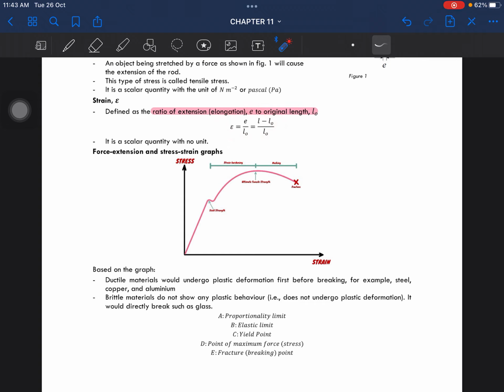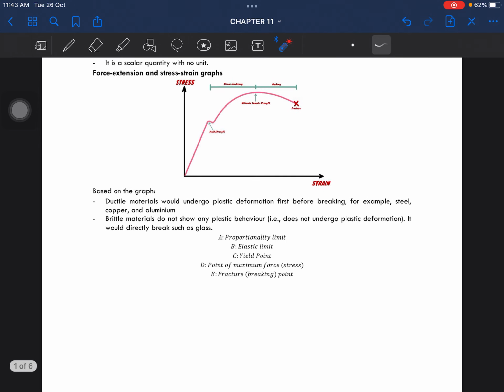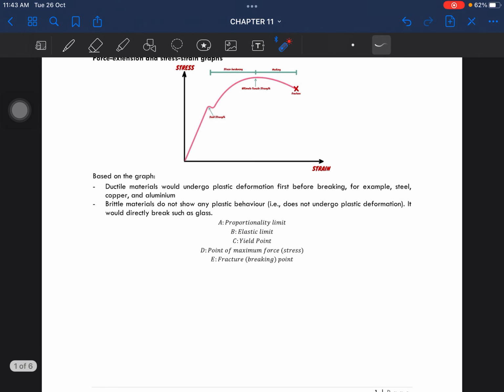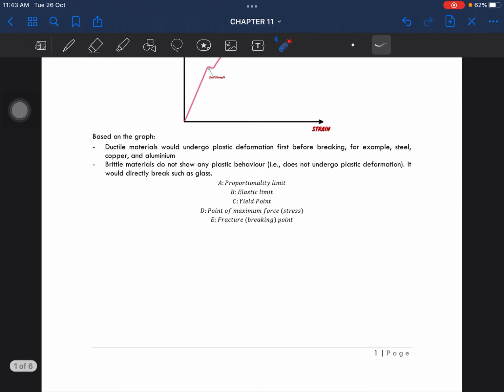So this is a stress against strain graph. Based on this graph, ductile materials would undergo plastic deformation first before breaking. So before it breaks, it is able to undergo plastic deformation. And for brittle materials, it will not show any plastic behavior, so it would directly break, for example glass.